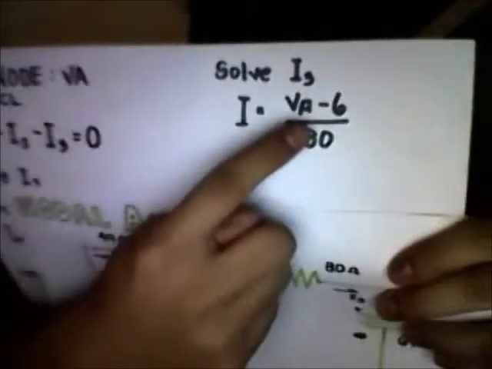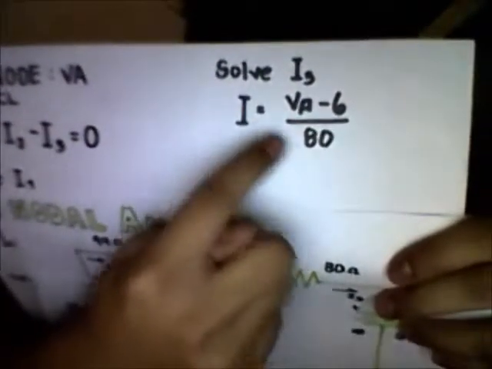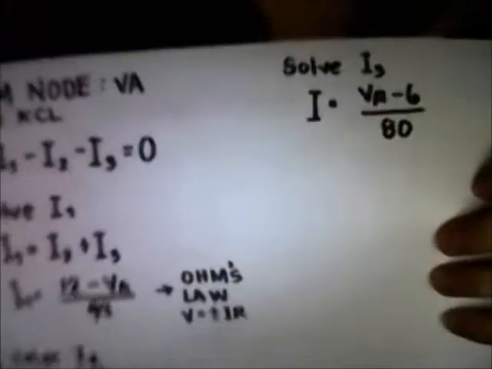Next, we have to solve for I3. So I3 is equal to VA minus 6 over 80. Again, from Vs equals VA plus VB, I have here VA minus 6 as the voltage. And now since we have all these equations, we can solve for VA.